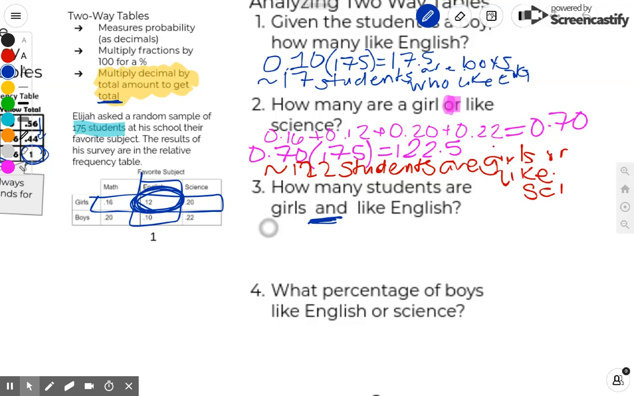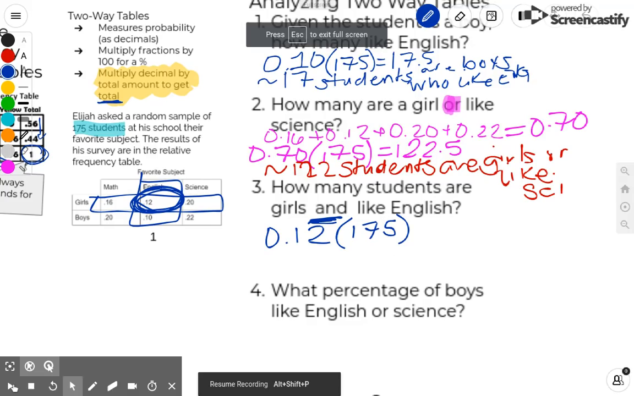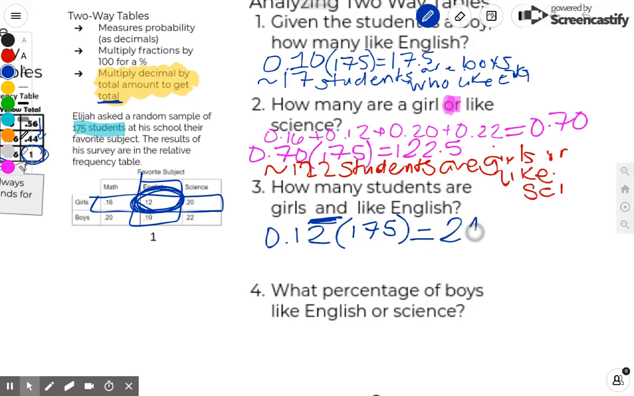So that means that I've got 0.12. And again, it wants to know how many. So I've got to multiply my decimal by my total, which was 175, in order to get that number. Go ahead and type that in your calculators right now. I got 21. Did you guys get the same thing? Hopefully. Okay, so we could say 21 students are girls who like English.